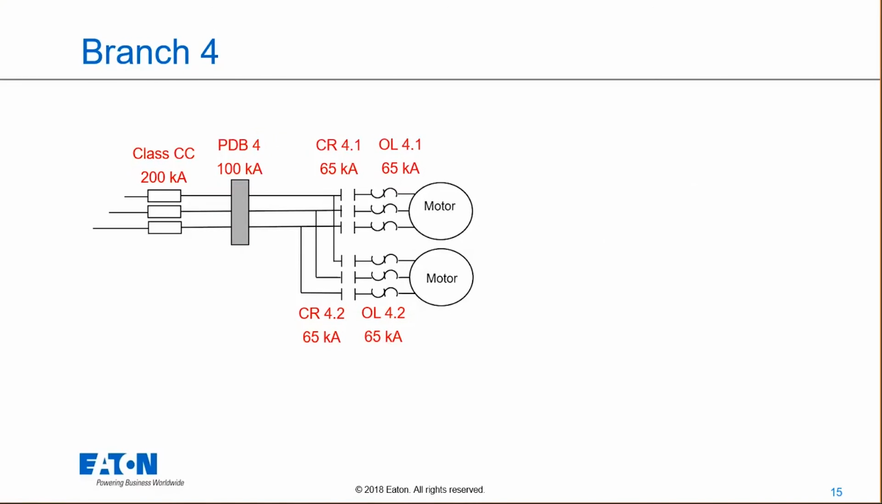As we go through to branch 4, I'm just throwing out different options on here. So once again, we have a Class CC fuse feeding a power distribution block. So this power distribution block has a 100,000 amp rating, and that may have been a tested rating with the Class CC fuse. So in that case, you can get the 100,000 amp rating on there. The control relays and overload relays that are there are all listed at 65,000 amps. So once again, this is pretty easy to come up with. We'll get an SCCR rating of 65,000 amps.